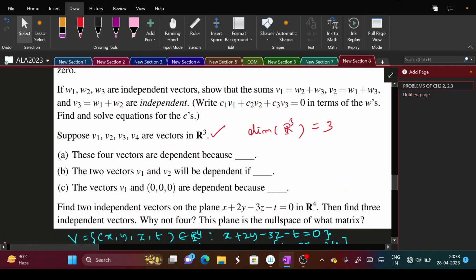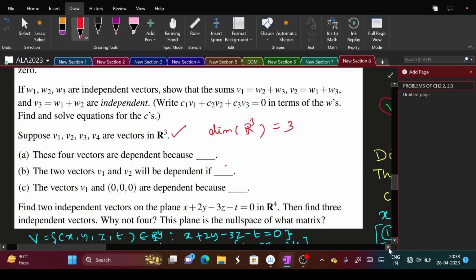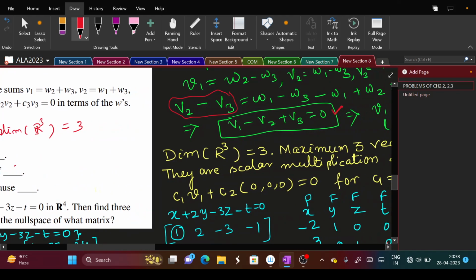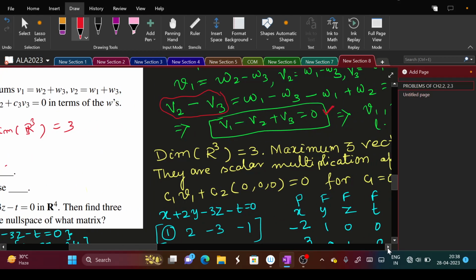Next question is: two vectors v1 and v2 are dependent if they are scalar multiples of each other.